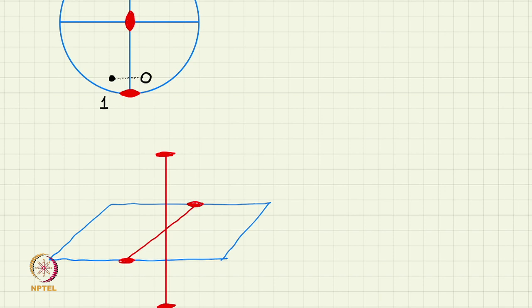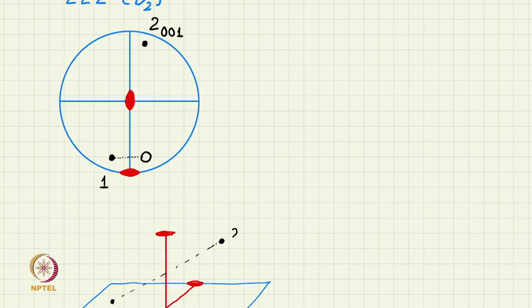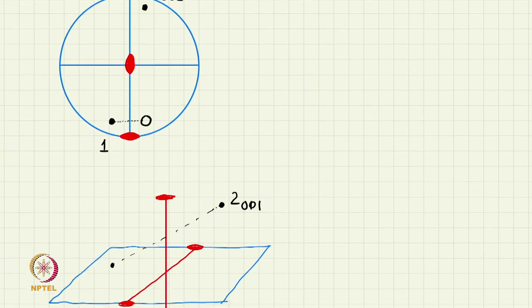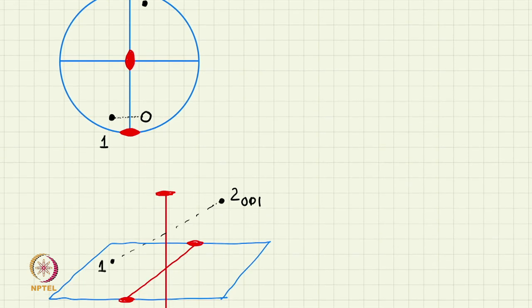And what I was showing is that if there is a point above the equatorial plane like that, and I rotate it about this horizontal 2-fold, or about the vertical 2-fold, it will go there. So, it will remain above the equatorial plane after the 2-fold rotation. That was what I labeled as 2 0 0 1, and this I labeled as 1.